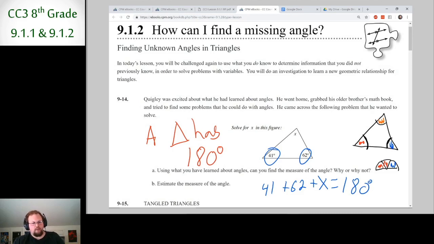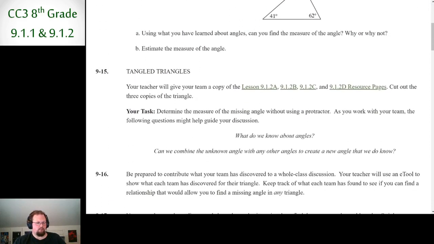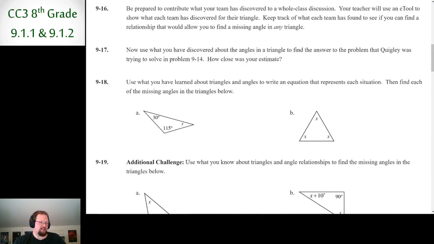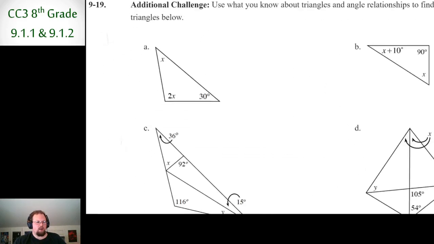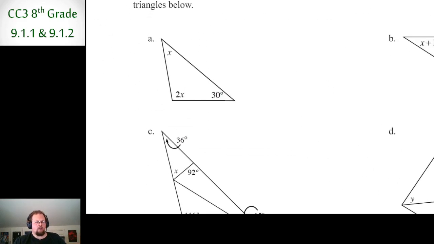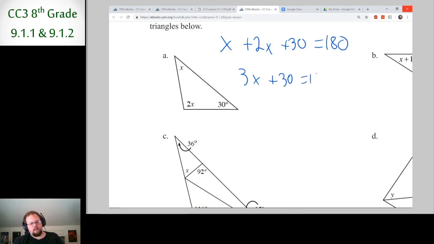Now, if you guys have any questions for me, that's the entire homework there. I'm not even going to go into detail on that. The idea is they add up to 180 degrees. And you can do more complicated problems like this, where you've got an unknown, a 2x, and a 30. So x plus 2x plus 30 equals 180, and then you solve it. 3x plus 30 equals 180. Try that for a few of these.